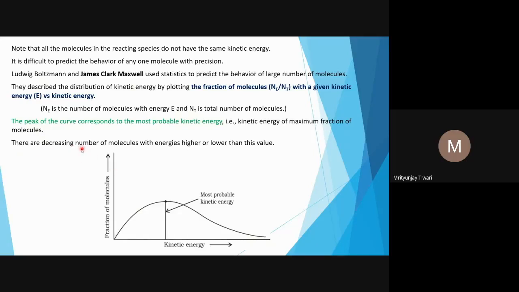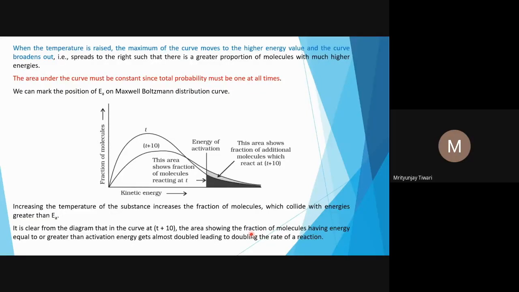There are decreasing numbers of molecules with energy higher or lower than this value, and this is the peak. So there are decreasing numbers of molecules with kinetic energy lower and higher than this. The molecules with lower energy, their numbers decrease, and the molecules with higher energies, their numbers also decrease.